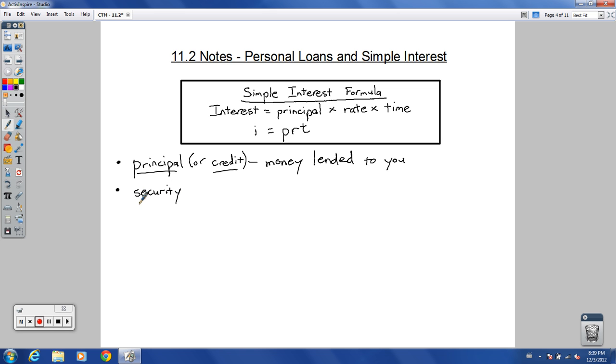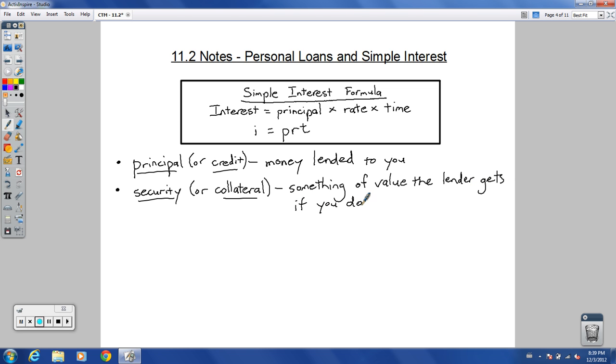Security, in terms of loans, what does that mean? Security, or you might hear the word collateral. So you put something up for collateral. That something is valuable, something that they will take from you if you do not pay the loan back. So it's something of value the lender gets if you don't repay the loan.